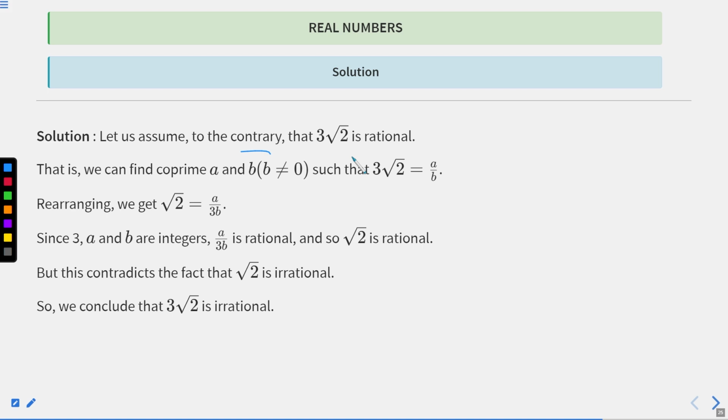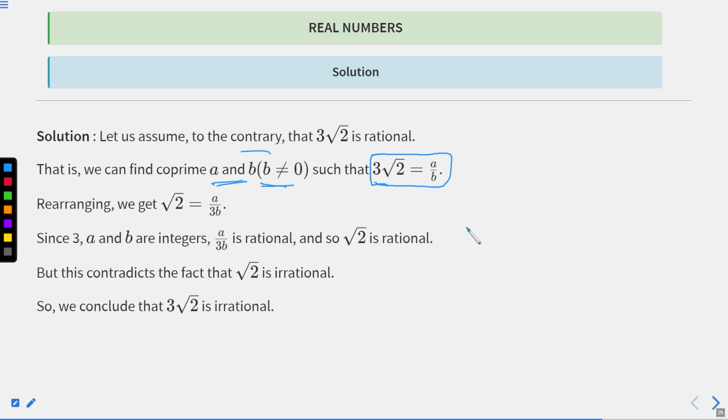Since 3 times root 2 is a rational number, we can find coprime a and b, where b is not equal to 0, such that 3 times root 2 is equal to a over b. We know any rational number can be expressed as a fraction a over b where a and b are integers and b is not equal to 0.